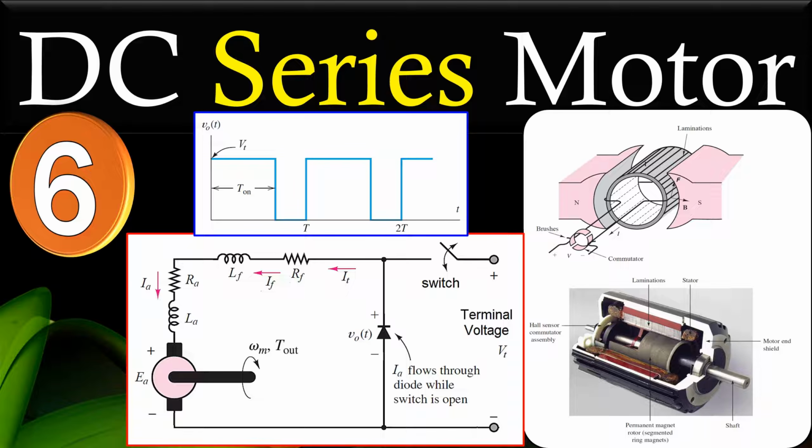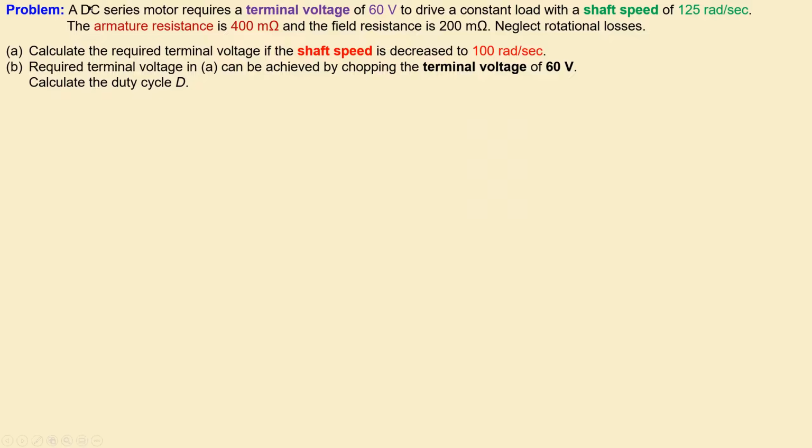In this example number 6, we will discuss a situation where we also use a switch to create an average terminal voltage. So let's look at an example. We have a DC series motor and it requires a terminal voltage of 60 volts to drive a constant load with a shaft speed of 125 radians per second. We know from this motor that the armature resistance is 400 milliohms and the field resistance is 200 milliohms, and we can neglect the rotational losses.